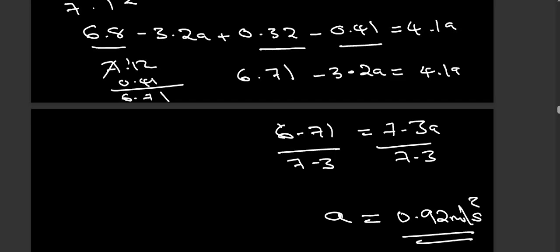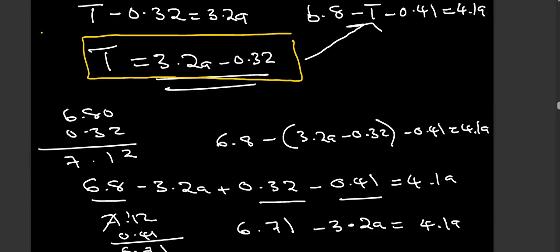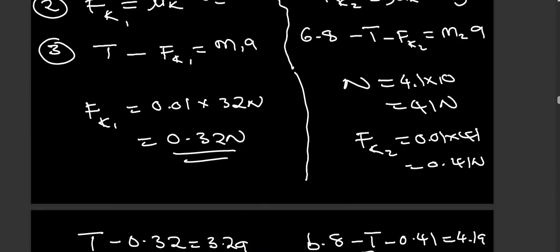Now you have your acceleration, you can just use it back in this equation to find the tension, because we said tension was equal to this. So you can just use this equation, put the acceleration there, then you get your tension. You'll notice that the acceleration has reduced when there's friction involved.